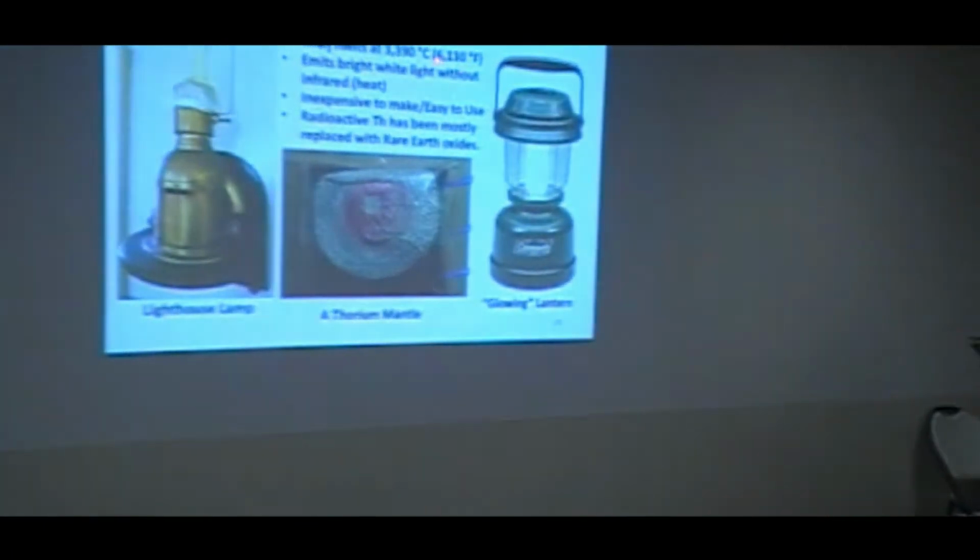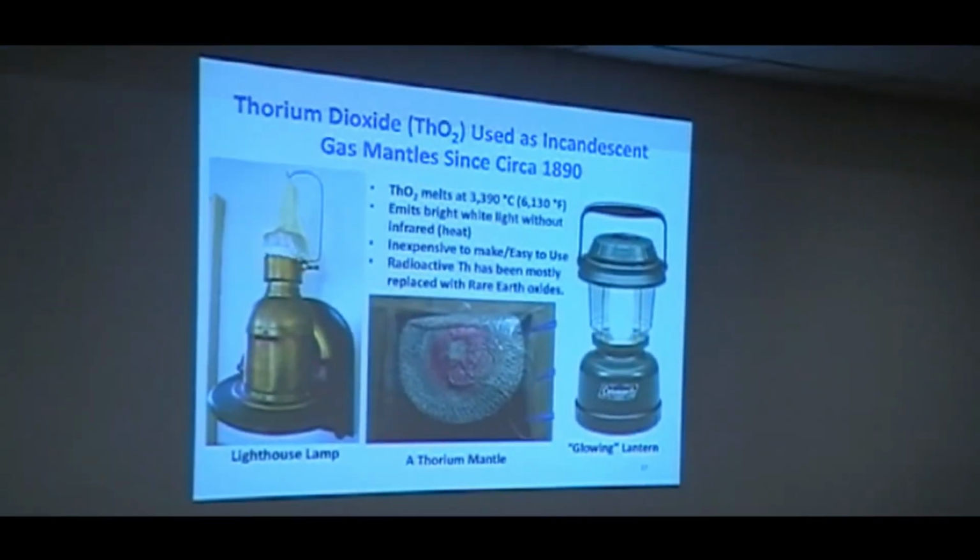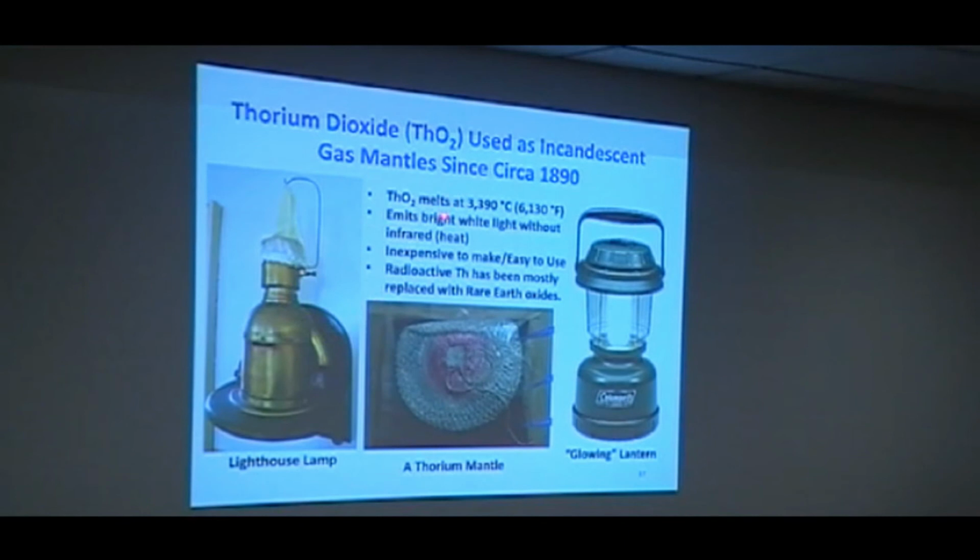People started using it in the 19th century. They used thorium oxide in what are called gas mantles. You were burning gas, and there's an oxide phase that forms. It won't melt until you get to 6,000 degrees Fahrenheit. You can set a flame to it, and it'll glow really bright white. So if you had a Coleman lantern, this is actually an example of a mantle made there.